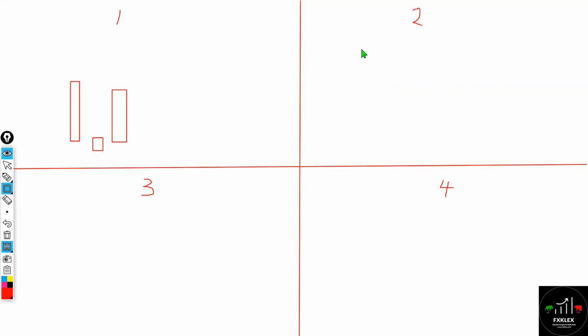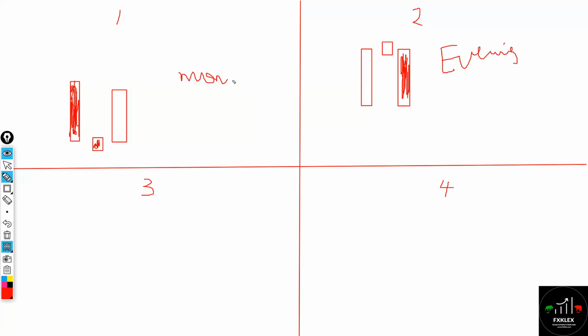We have this. This can be colored or not. And then we have this evening star. Remember that evening star, while this is a morning star.